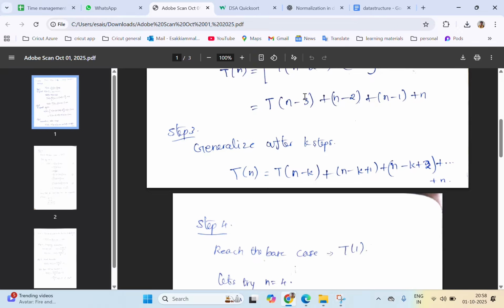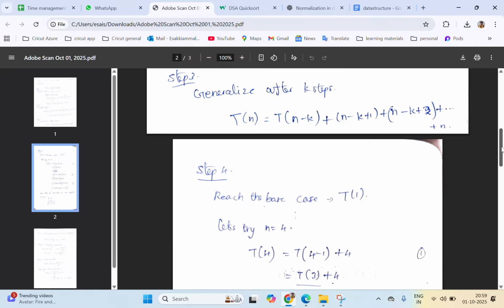If we do the same until k steps, our T(n) will become T(n-k) plus the terms up to n-k+1. For example, after 3 times it will be like this, and after k times the terms are going to be like this. You can use ChatGPT to understand this also, or I can explain in person.